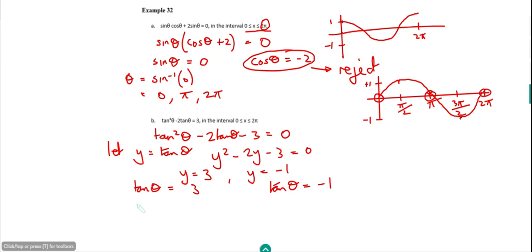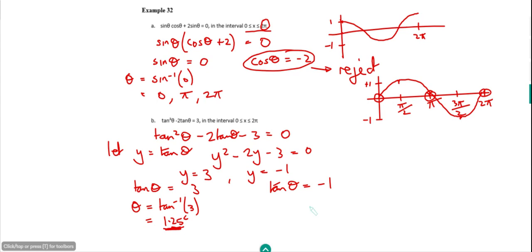So we're going to say theta is tan minus 1 of 3. And we'll put that in the calculator. We'll get 1.25 radians. So again, remembering that we've got to be in radians, and also that's just going to be the closest value to 0 that the calculator is going to give us.